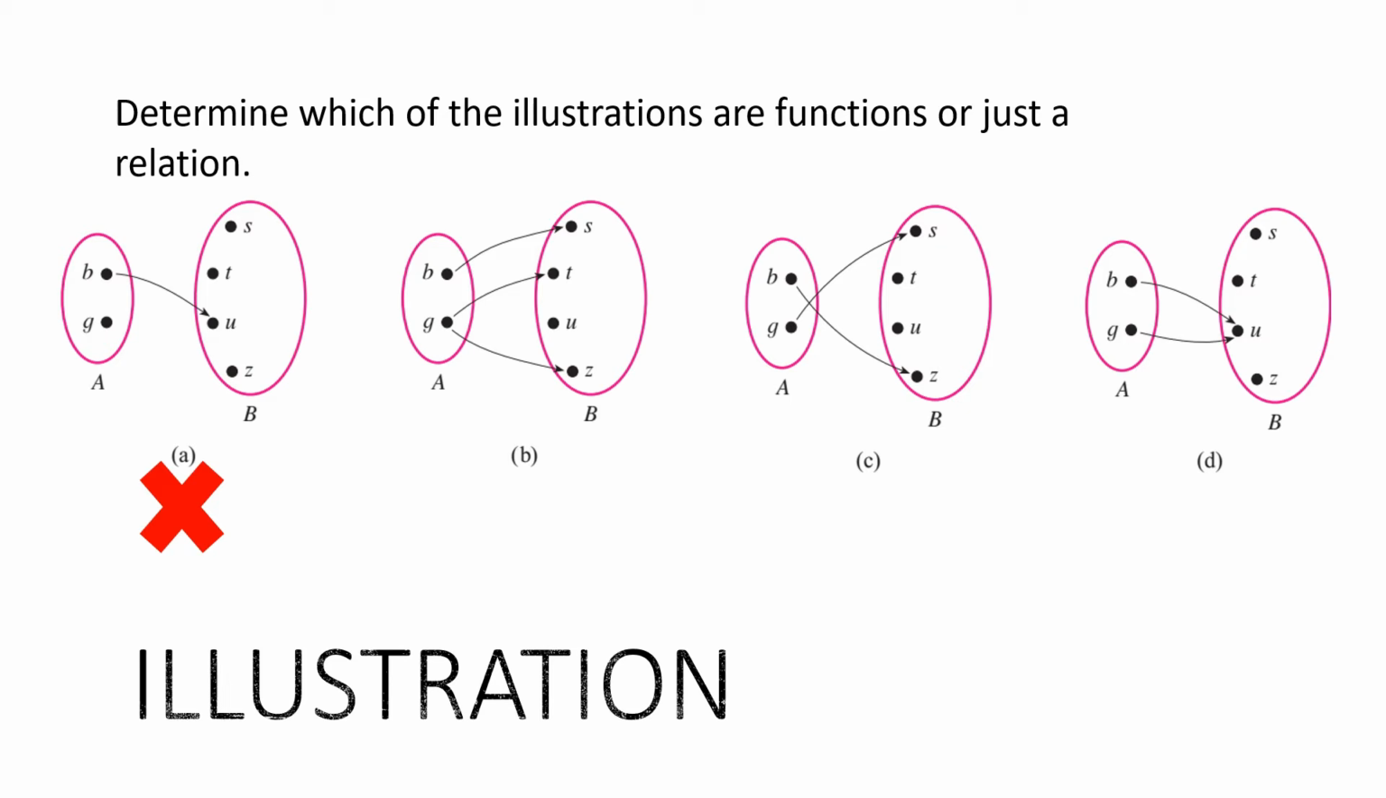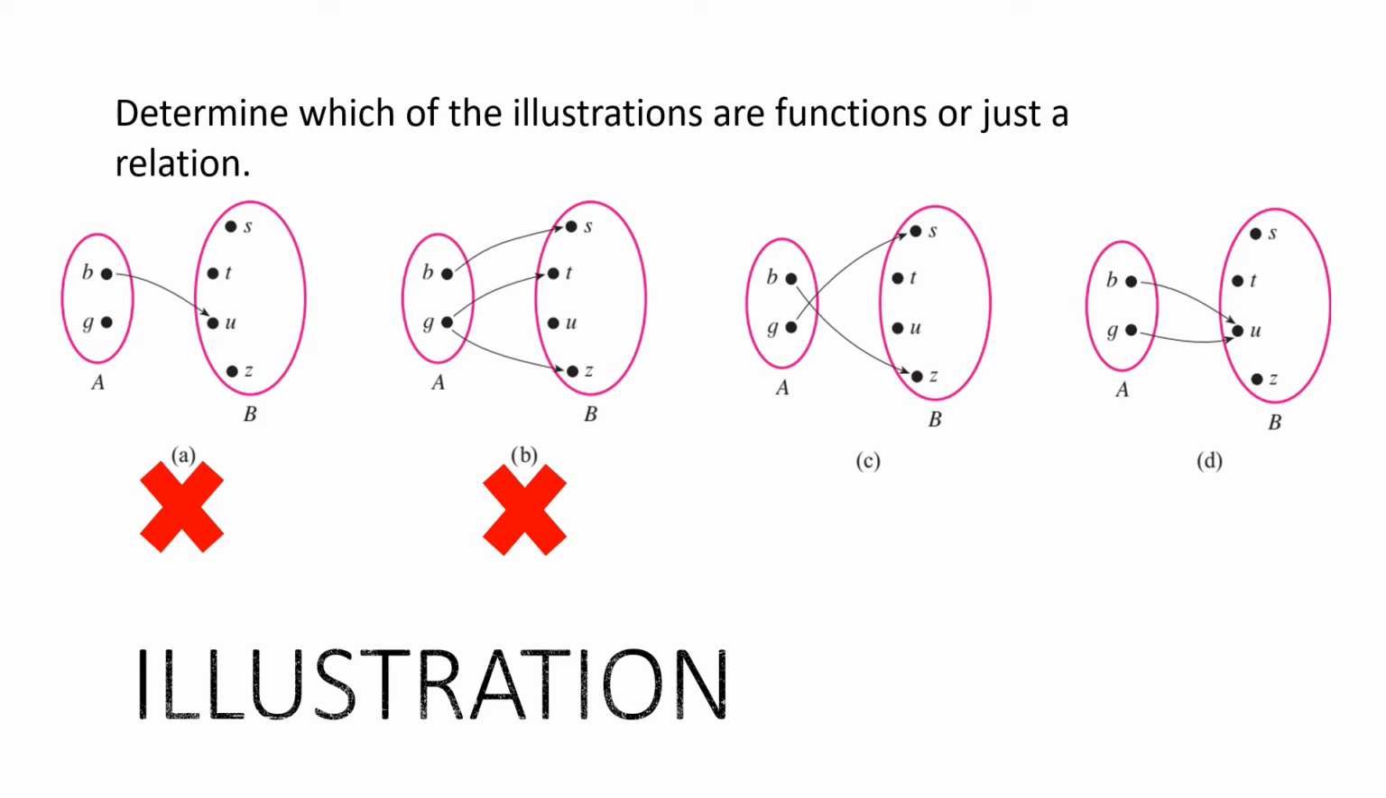How about letter B? Is this a function? Still not a function. And what makes it not a function? Because of the element G. Because by definition, every element in the domain has exactly one element in the range. But in this case, point G has two different corresponding elements in the set B, the point T and point Z.